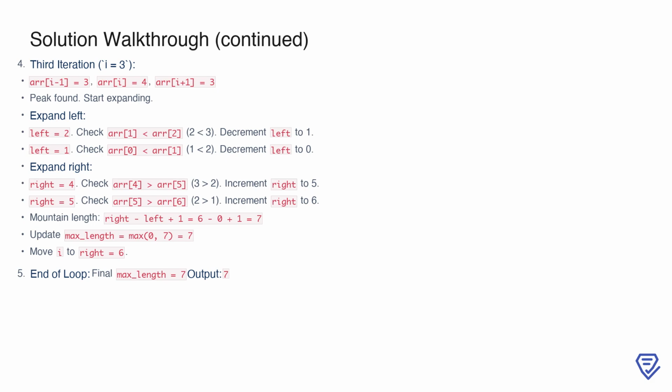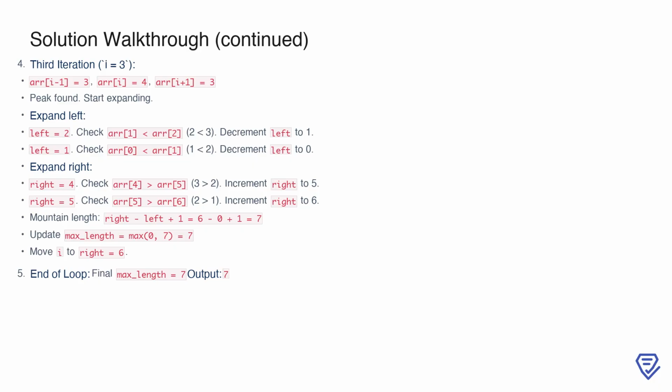Next, we expand to the right starting from right equals 4. We check if ARR[4] > ARR[5], 3 greater than 2, which is true, so we increment right to 5. Then, we check ARR[5] > ARR[6], 2 greater than 1, which is also true, so we increment right to 6. At this point, we cannot go further right.